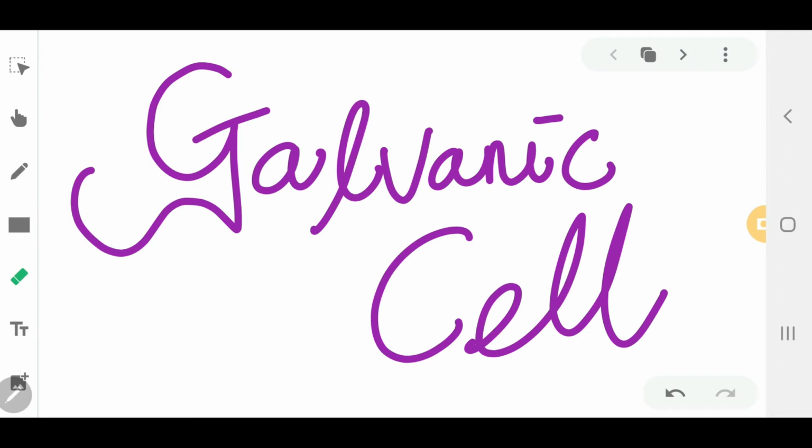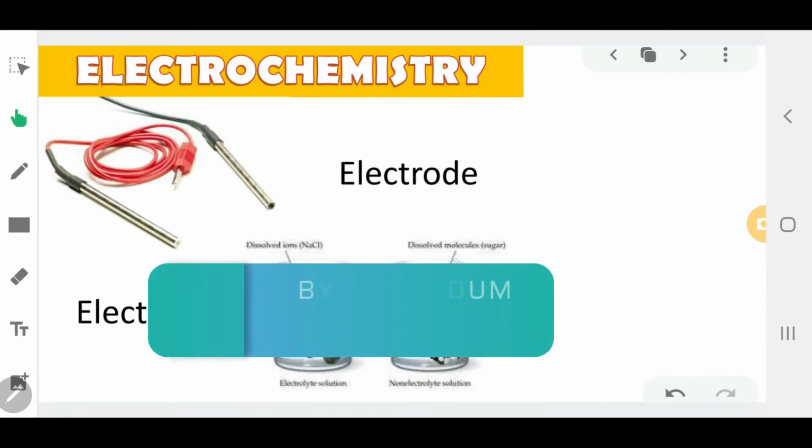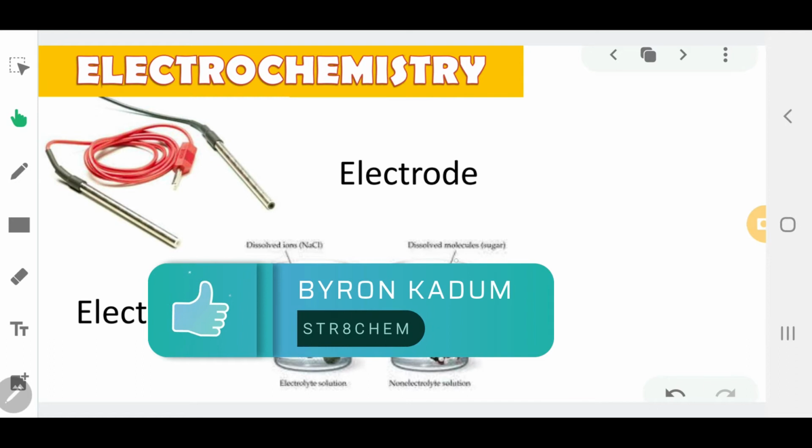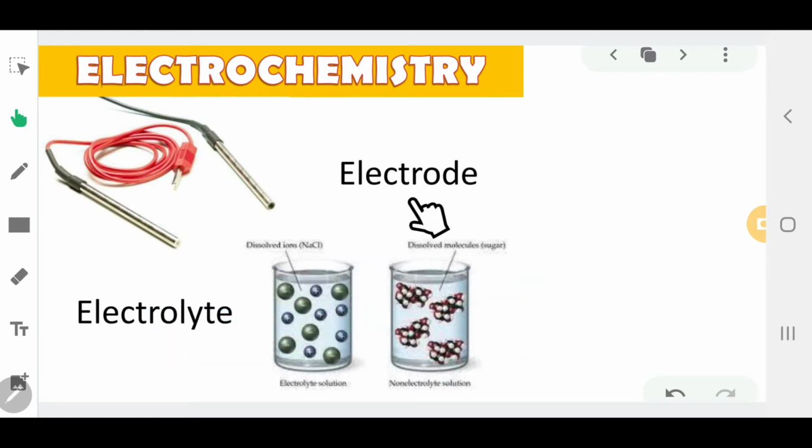In this video, we're going to learn about galvanic cell. The other name for galvanic cell is voltaic cell. To construct a galvanic cell, we need to have two components. The first one, we need to have the electrode. Right here, this is the example of an electrode. The electrode should be in solid form.